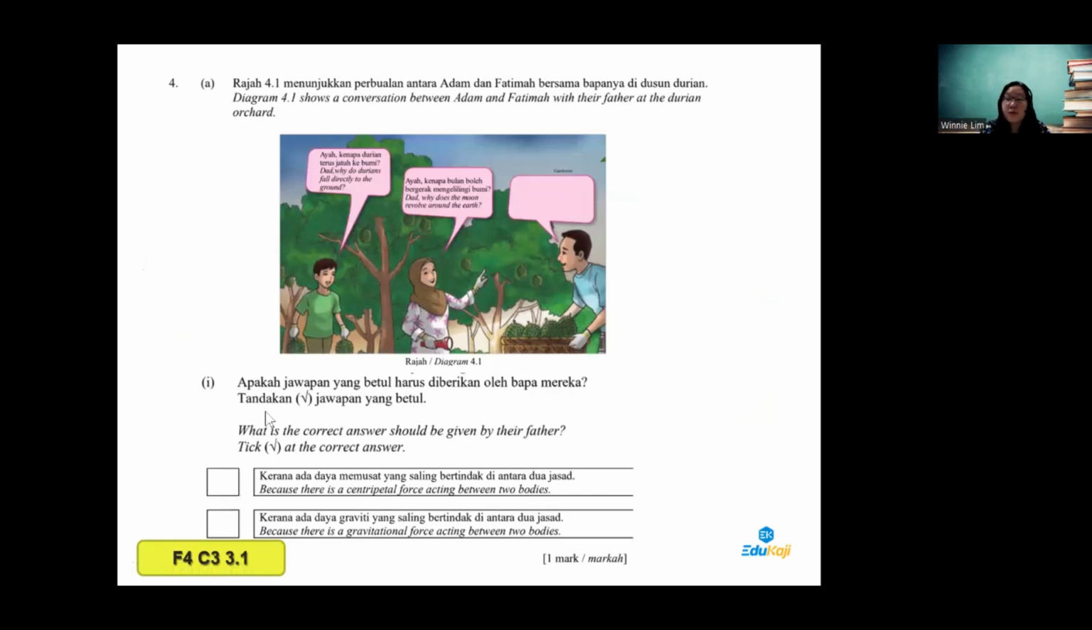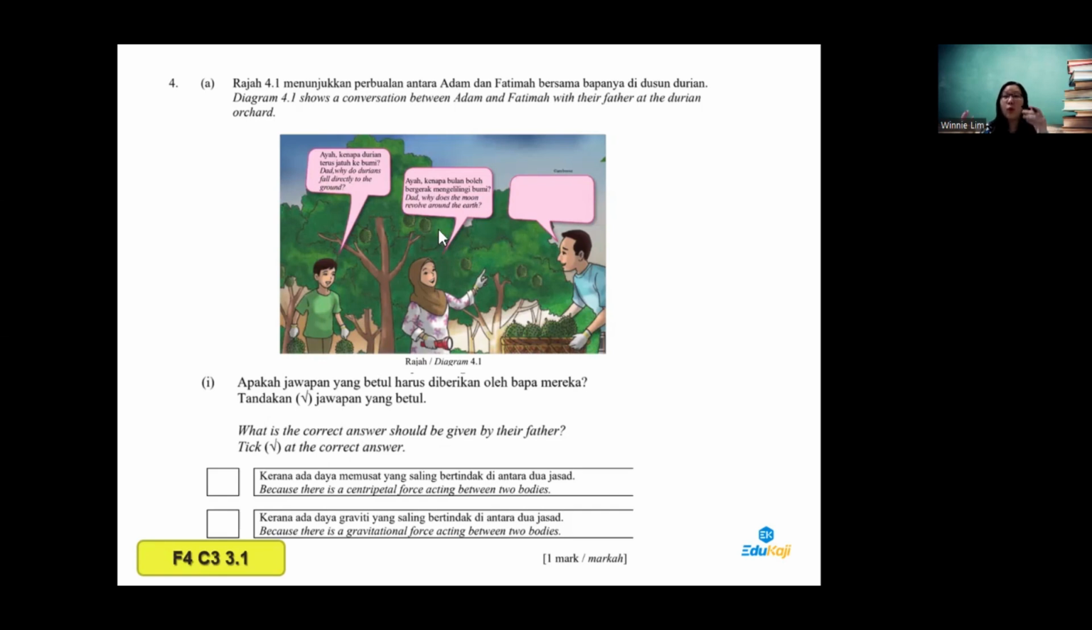Okay. Then now we are at question 4. Question 4 is from Form 4, Chapter 3, Gravitation. What is the correct answer that should be given by their father? So we look at the conversations between Adam and Fatima with their fathers at the durian orchard. Dad, why do durians fall directly to the ground? Dad, why does the moon revolve around the earth?